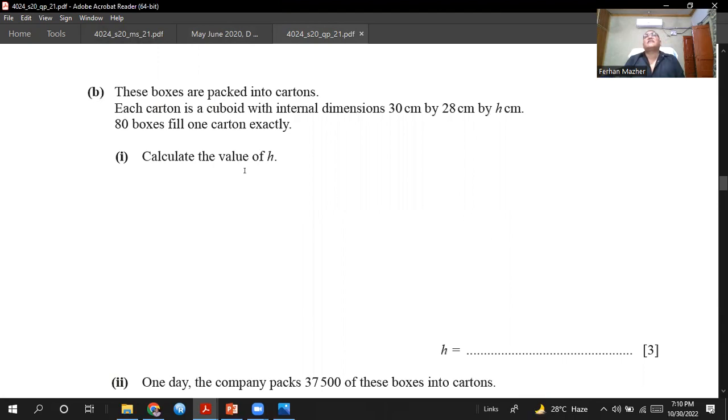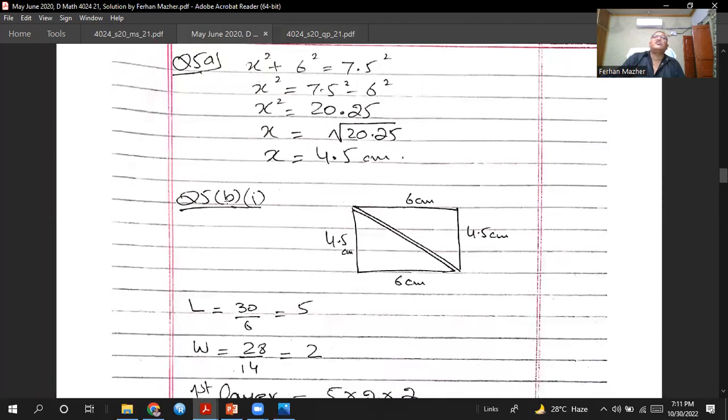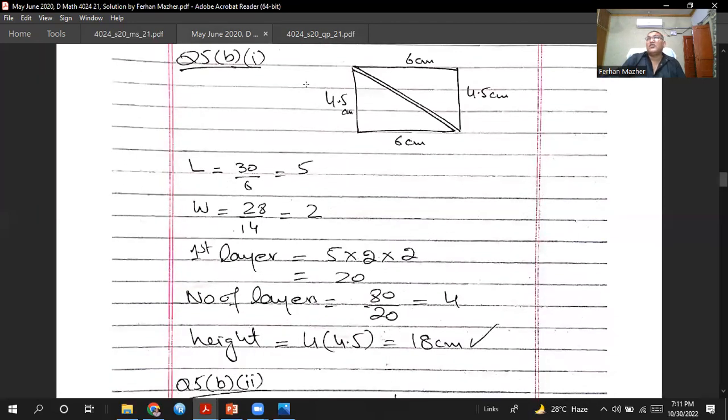Then it says these boxes are packed into cartons, and each carton is a cuboid with the internal dimensions 30 centimeter by 20 centimeter by 8 centimeter. 80 boxes fill one carton exactly. Calculate the value of h. So there's a big carton, the length of the carton is 30, the width is 20, and the height is h, and 80 such chocolate bar boxes can be packed in it. Let me show you, it's a very tricky question. Your boxes are triangular basically. So you will put 2 triangular boxes like this, and this is the side view of those boxes. They are triangular prism shaped boxes.